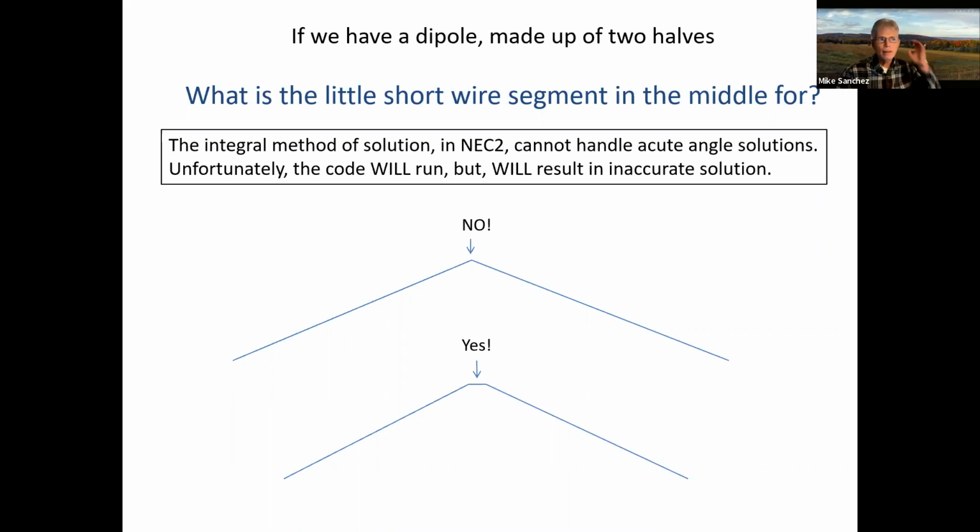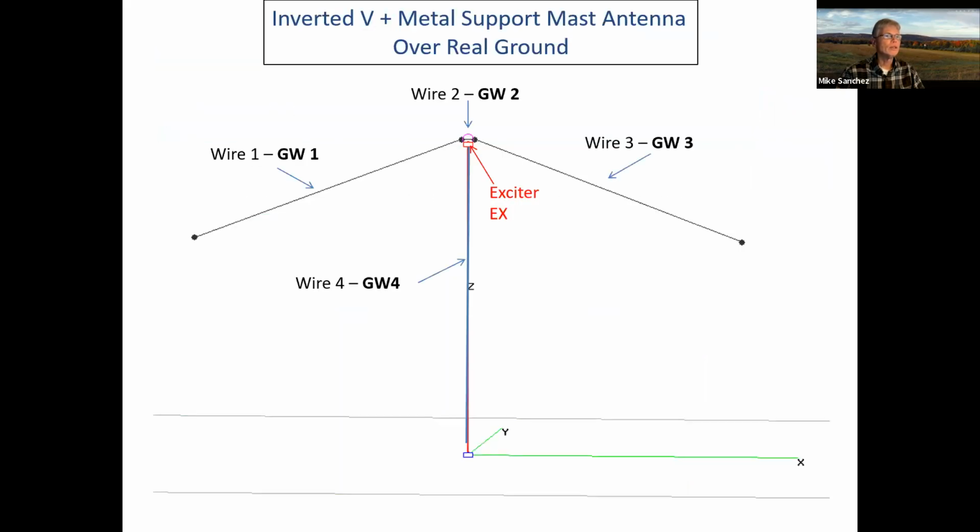The method of moments that NEC2 uses and the Fortran code, it'll run if you build an antenna like this, but it'll give you bad results because the solution can't handle it. It can produce a result, but the result will be inaccurate if you have acute angles in your program anywhere. So as you grow in your capability and you build an octagonal antenna, remember that every time you turn a corner, you have to round that corner off with a small bit of wire, okay? So we will, let's see.